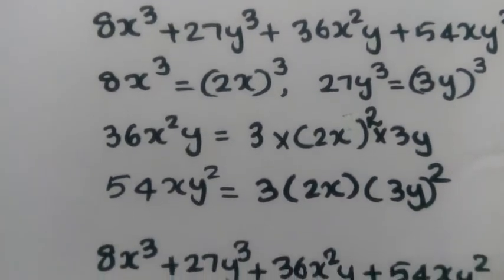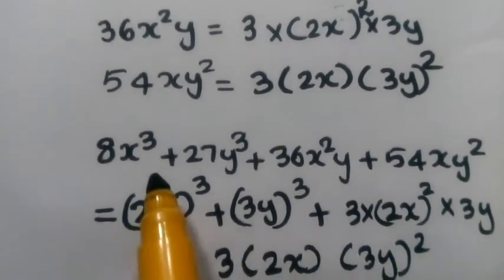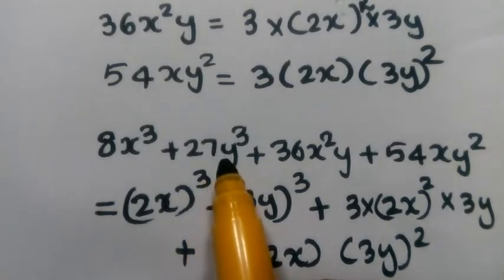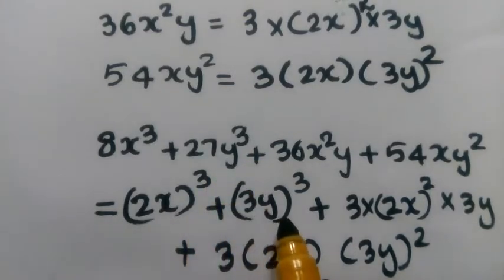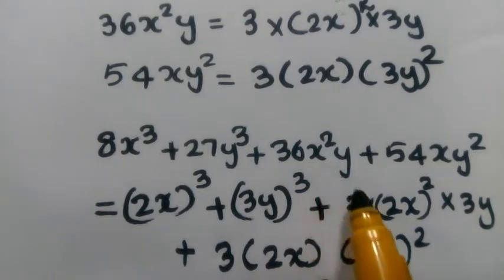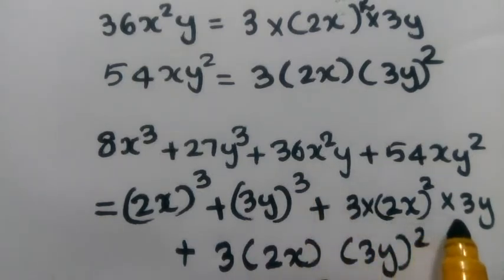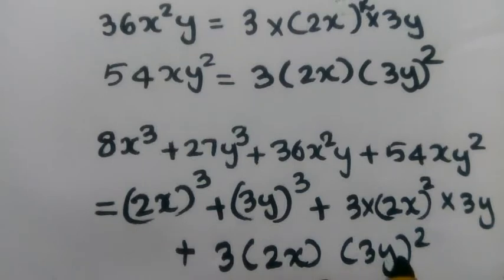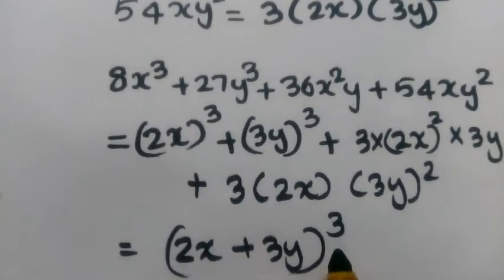So the given expression can be written as, instead of 8x cube, we can write 2x the whole cube plus instead of 27y cube, we can write 3y whole cube plus 36x square y as 3 into 2x whole square into 3y, 54xy square as 3 into 2x into 3y whole square. Now it is like a cube plus b cube plus 3a square b plus 3ab square, which is equal to 2x plus 3y whole cube.